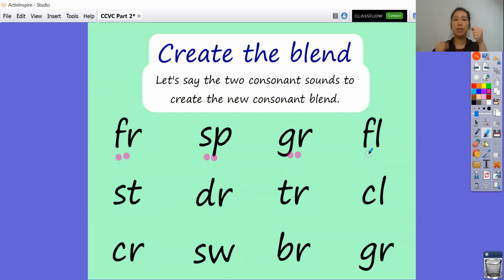This one, f, l, fl. St, st. This one, d, r, dr. This one, remember, this is our tricky one, t, r, tr. Sounds a little bit like ch, doesn't it? Okay, this next one. Cl. This one. Cr. S, w, sw. B, r, br. And this one. G, r, gr. Nice work. Well done.